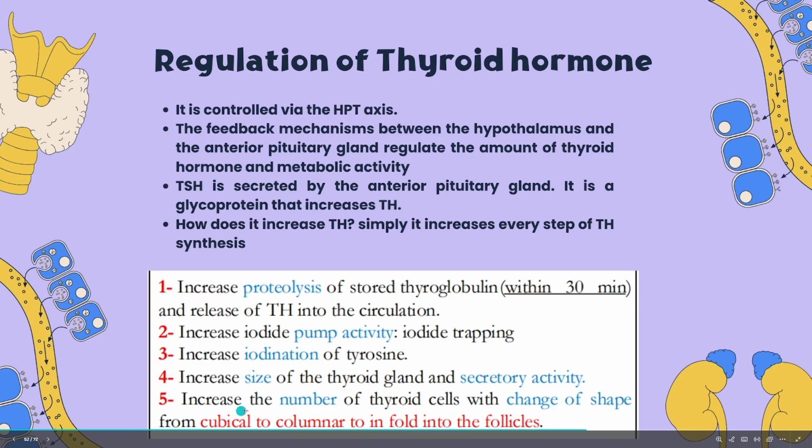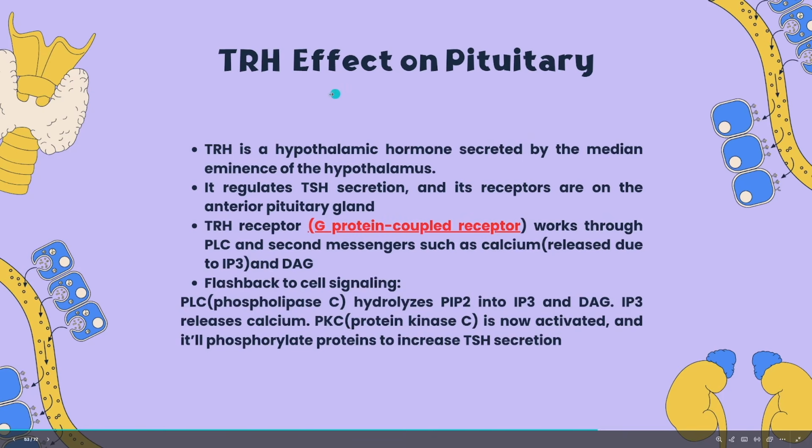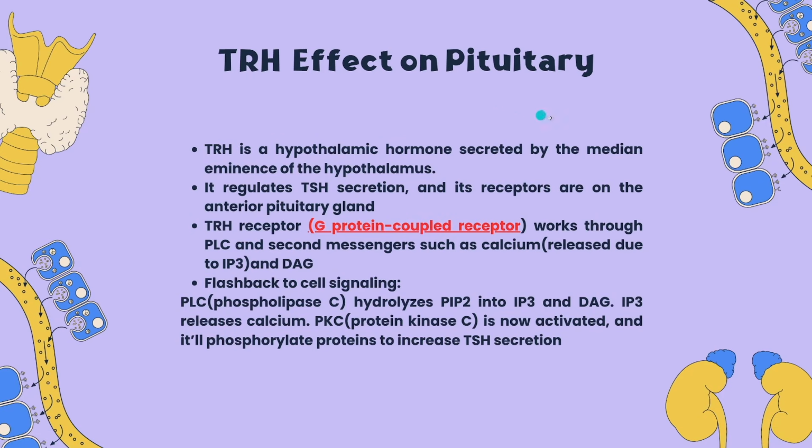I believe it should be mentioned in Khaled's part, but I'll mention it here again. It's normally cuboidal. Once it's stimulated, it's columnar. If it's inhibited, it is simple, or squamous, not simple. TRH effect on the pituitary. We already mentioned the median eminence. You can read this for yourself. I've already mentioned all of this when I went through the downstream effect and explained it all. You can go back and listen to my explanation.